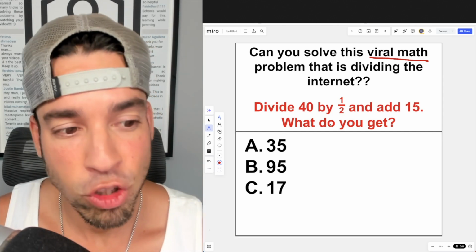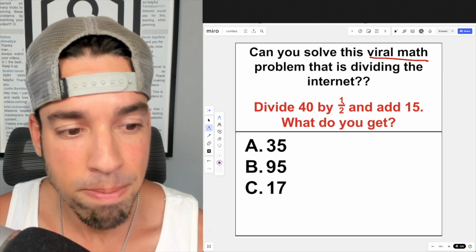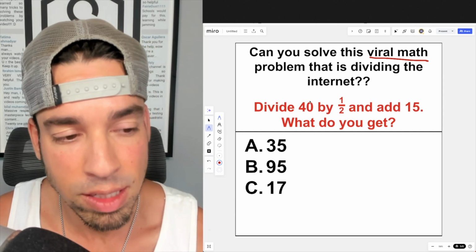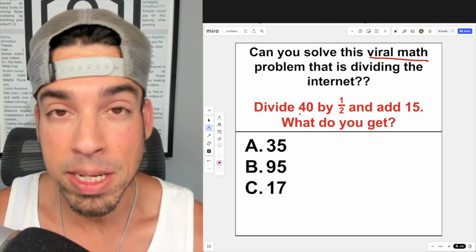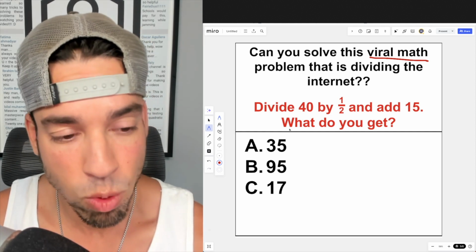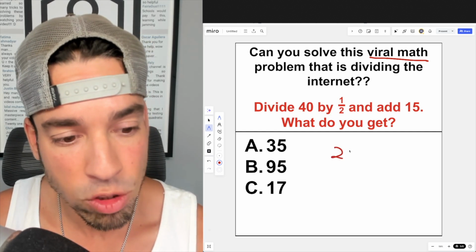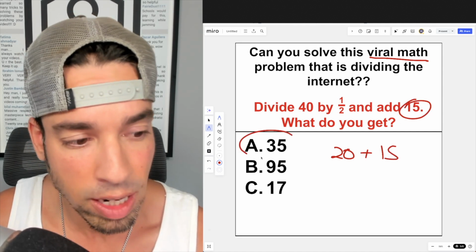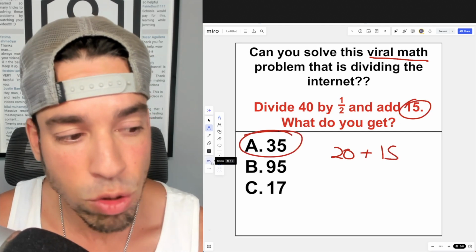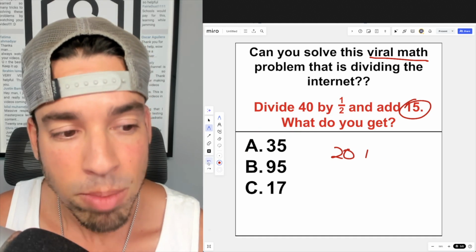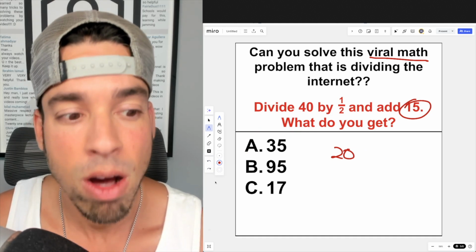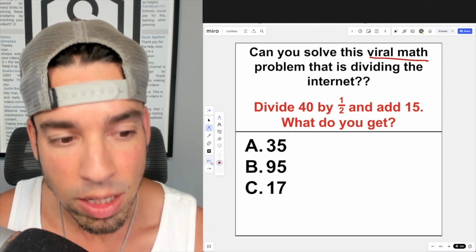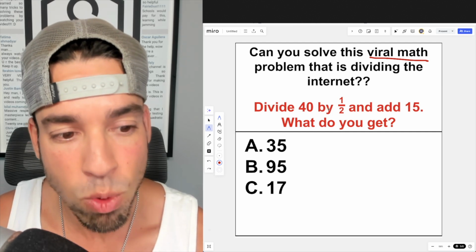So this is a very interesting problem when you first look at it and try it mentally. What most people do is when they see divide 40 by 1/2, they immediately think take 1/2 of 40, right? So 1/2 of 40 is 20, and then adding 15 after the fact would give us this answer of A, 35. So this is where a lot of people are getting tripped up. But the thing is, it's not saying half of 40. That would be 20. It's saying divide 40 by 1/2.